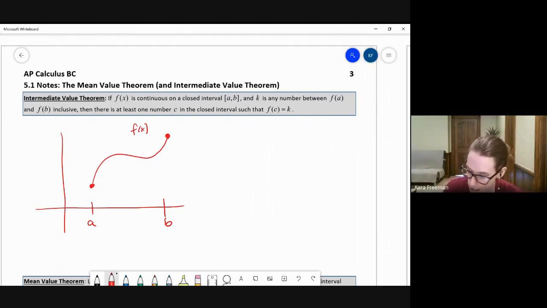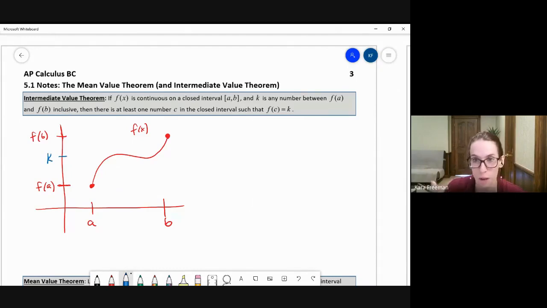And k is any number between f of a and f of b. Okay, let's talk about what f of a and f of b are. F of a and f of b are the y values here. So here's f of a, here's f of b. So they're saying choose some k in between f of a and f of b. Now I stated the word inclusive. That means can it equal f of a or f of b? Yes. Okay. I'm just going to choose some k in between.